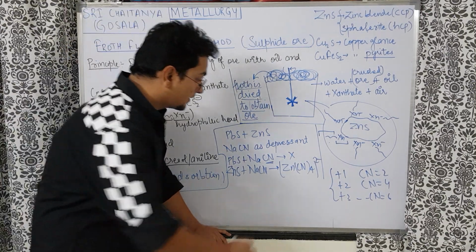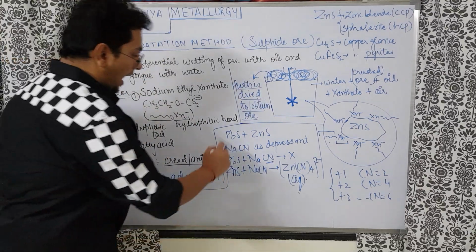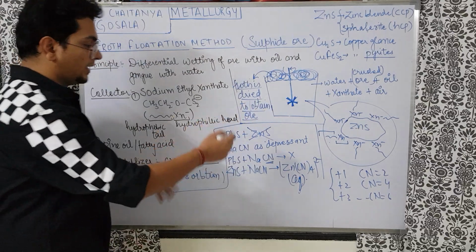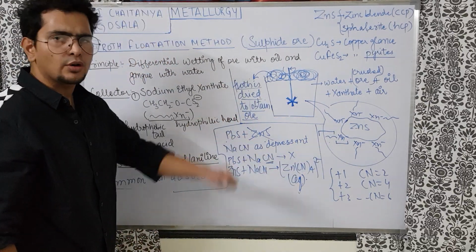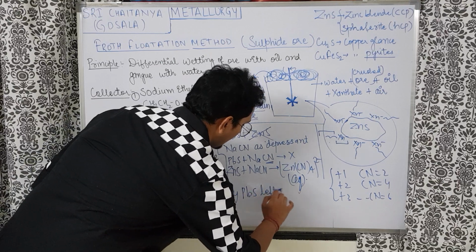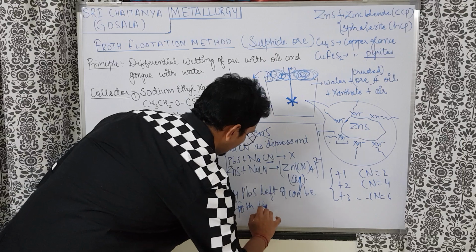So what happened here? This became an aqueous solution. So as a result, what happened? Out of PbS and ZnS, ZnS is not ZnS anymore. It became [Zn(CN)4]2 minus. It is not a sulfide. So only PbS is left and can be froth floated.